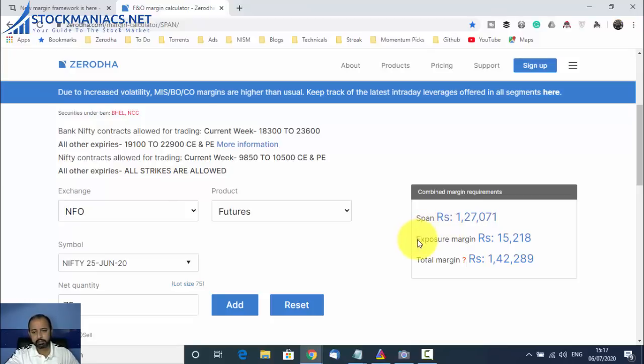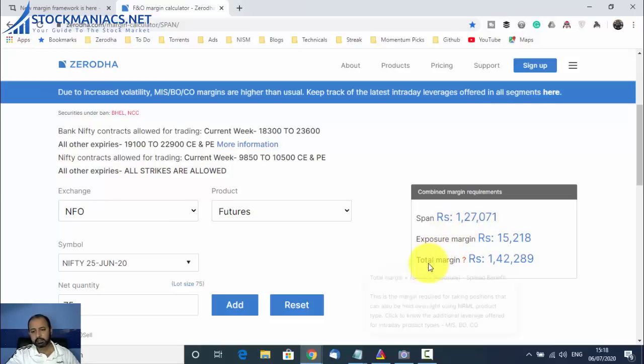Next, there is another set, that is exposure margin. So you have seen the span margin is 1,27,071 and the exposure margin is 15,218. Now what is exposure margin? This is basically in the discretionary of the broker. So this is broker specific. Broker to broker, this exposure margin can vary. So Zerodha here is charging 15,218 over and above this span margin. Some other brokers can charge different, but Zerodha is charging rupees 15,218.